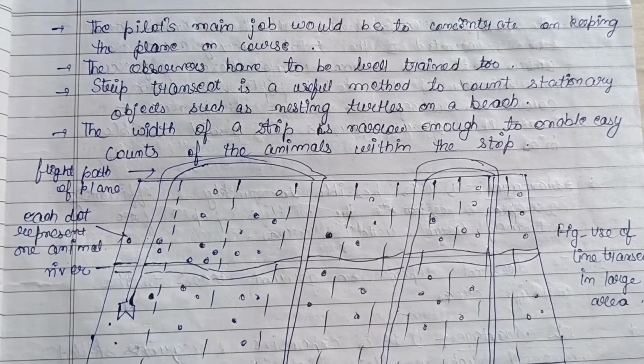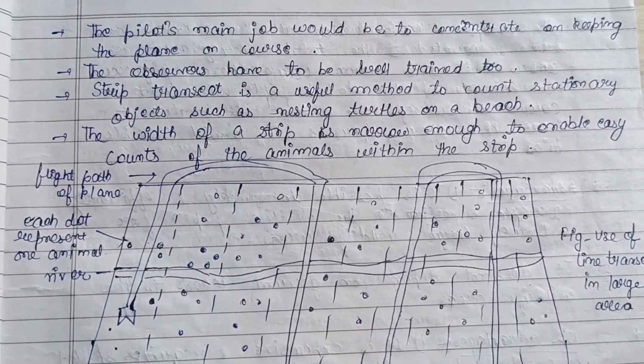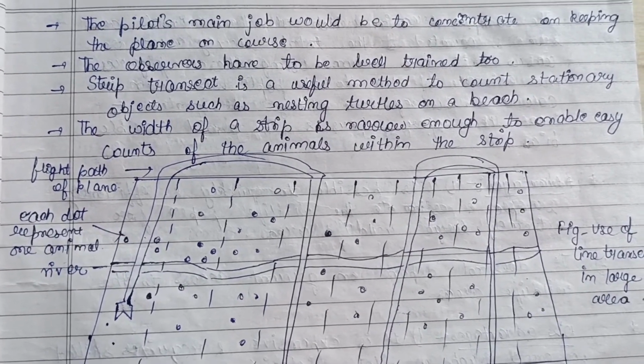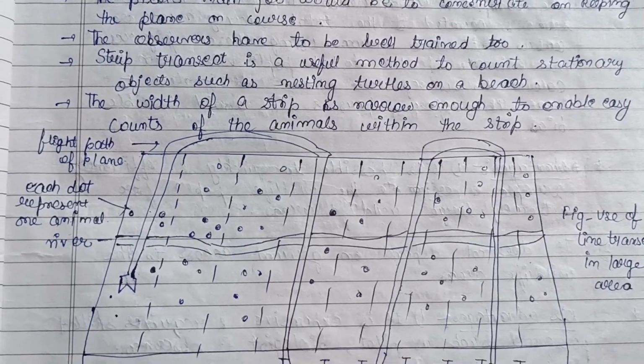Strip transect is a useful method to count stationary objects such as nesting turtles on a beach or plants. The width of a strip is narrow enough to enable easy counting of the animals within the particular strip.